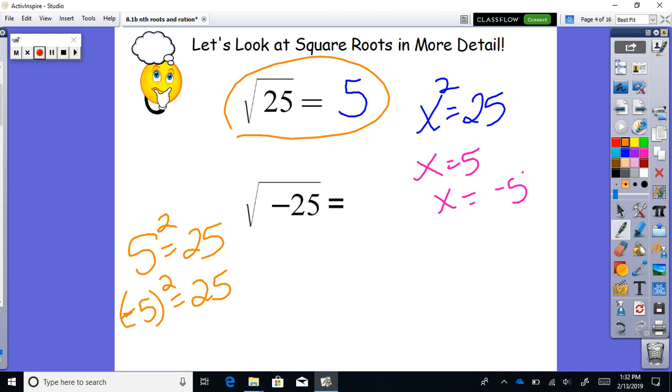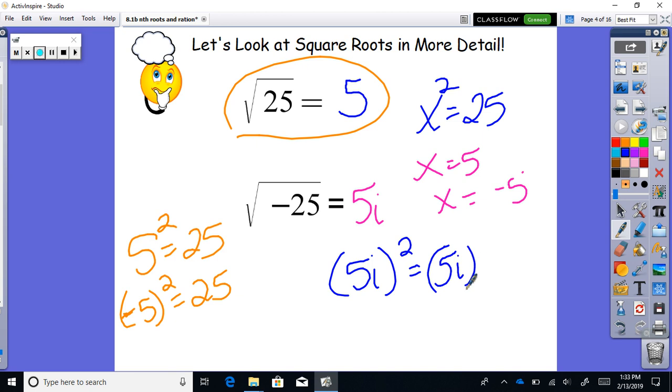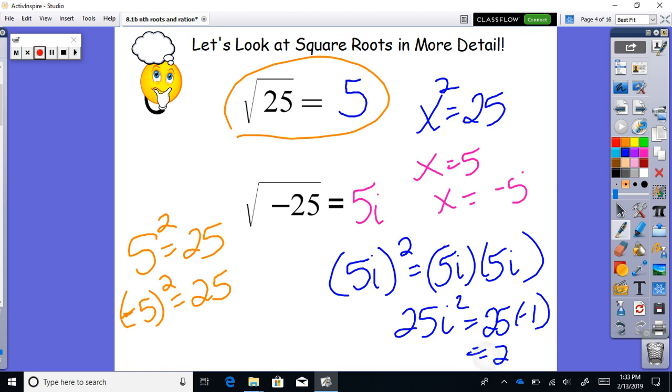So if you take the square root of a negative, there's no real number squared that equals negative 25. So the answer to a square root of a negative includes an imaginary number. So the square root of negative 25 is 5i. And if you think about 5i squared, remember that's 5i times 5i. 5 times 5 is 25. i times i is i squared. Remember, i squared equals negative 1. So this is 25 times negative 1. That's why we get the negative 25. So the square root of negative 25 is 5i.